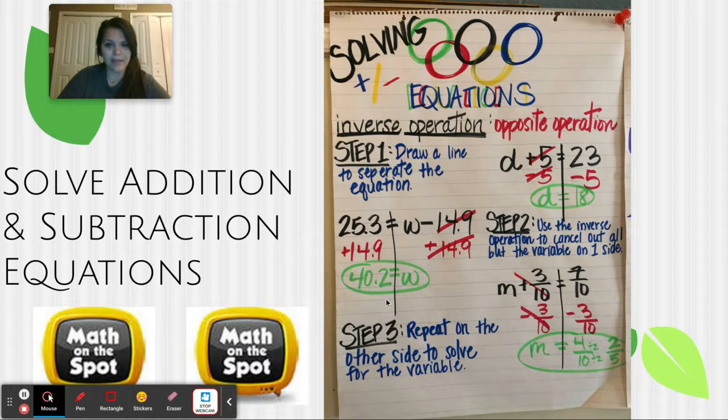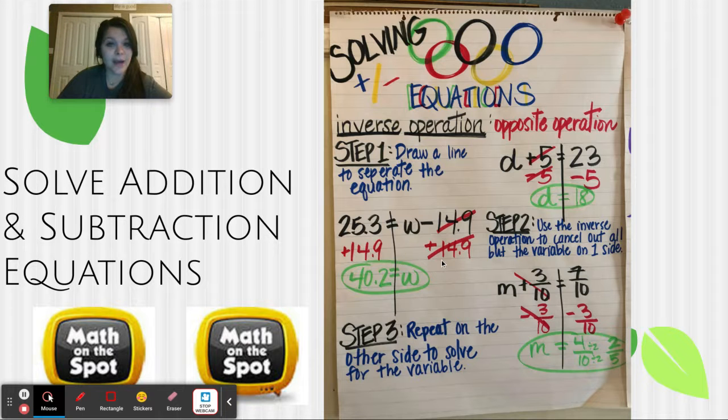So step 1, I draw my line. My goal is to get the variable all by itself on one side. So after I draw my line, I have to find my variable. Here's my variable right here, w, minus 14 and 9/10. So if I want to get rid of the 14 and 9/10 and just have w on this side, then I have to do the inverse operation. So they're subtracting 14 and 9/10. So I have to add 14 and 9/10.